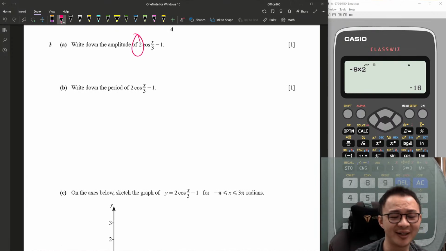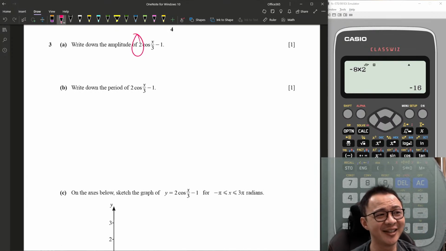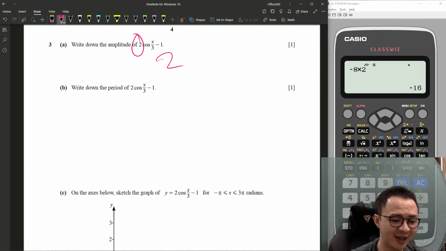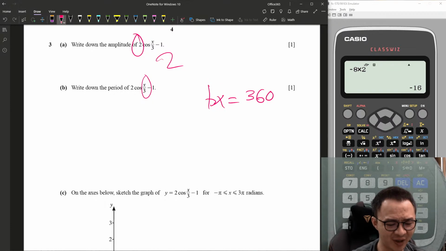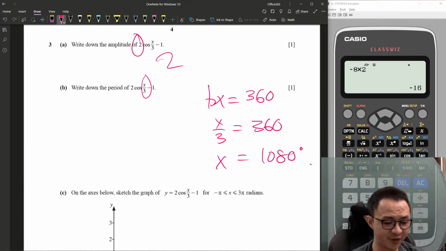Number 3, amplitude. This one I say many times. Amplitude is the value in front of it, which is a, 2. For the period, I say take the bx. For sine and cos, bx is always equal to 360. But in this case, your b is 1/3, so x over 3 is equal to 360. Then x is 1080. This will be your period.